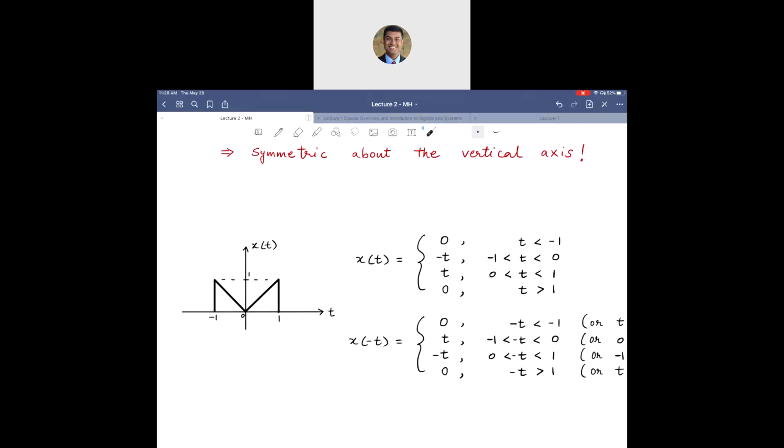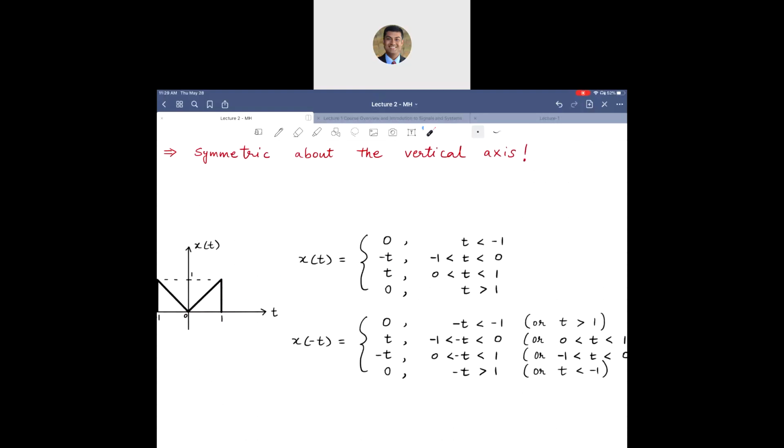Okay. And then between -1 and 0, x of t is a linear function with a slope of -1 and it passes through the origin, -t. Between 0 and 1, it is a linear function with a slope of 1 and passes through the origin, so t. And above 1, it is 0. Now, if you flip this around and say, okay, what is minus t? So you would have to replace all the t's with minus t in this. So let's start doing that.